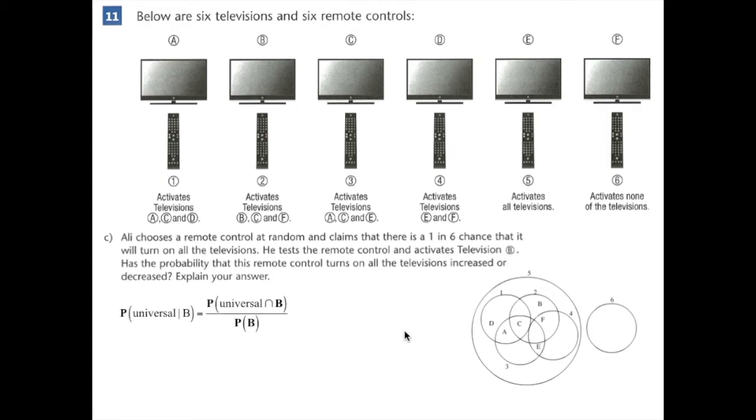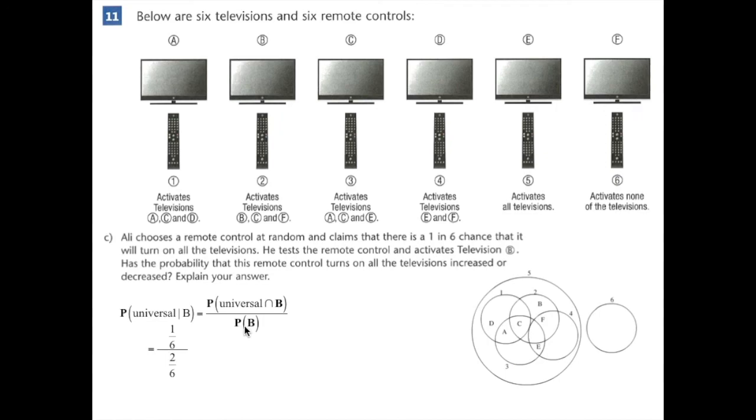But let's look at it using our conditional probability formula. So the probability that it's the universal remote, I should have said remote 5. The probability that it's remote 5, given that it turns on B, is the probability of remote 5 and B divided by the probability of B. All right, so what does remote 5 have in common with something that turns on B? 5 turns on B and number 2. So what does 5 and 2 have in common? Well, just 2. Right? So that's 1 remote out of the 6. Okay, so 1 out of 6.